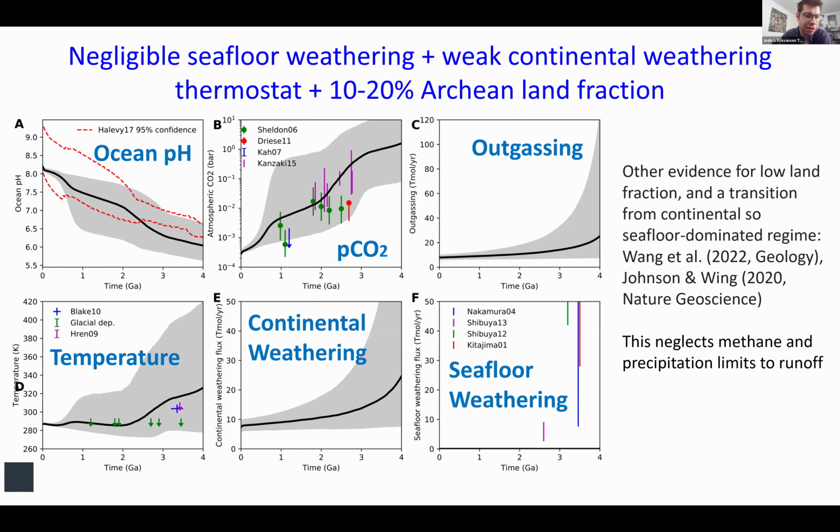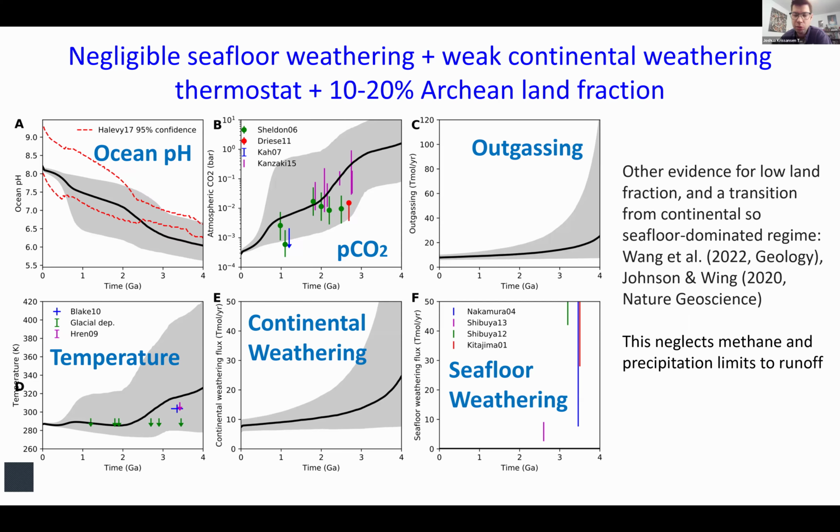So you can see here the temperature evolution on the bottom left in the absence of seafloor weathering, and if you assume a very weak continental weathering thermostat, you start to get temperatures that are unphysical, that are far too high for the Archean Earth, and certainly inconsistent with evidence of glaciation in the Archean. And so it seems like this doesn't really work, right? The continental weathering alone, if it's a weak thermostat, can't maintain a temperate climate for all of Earth history.